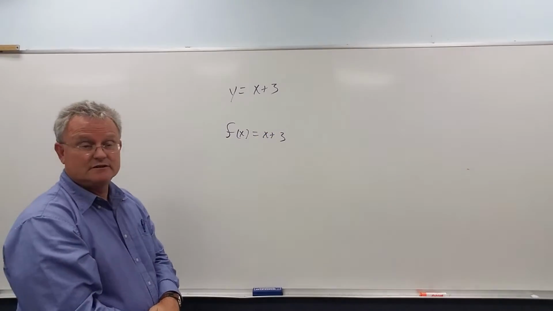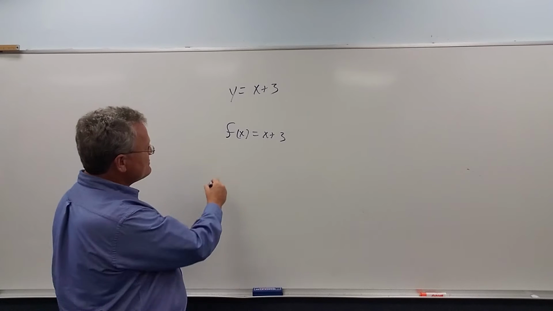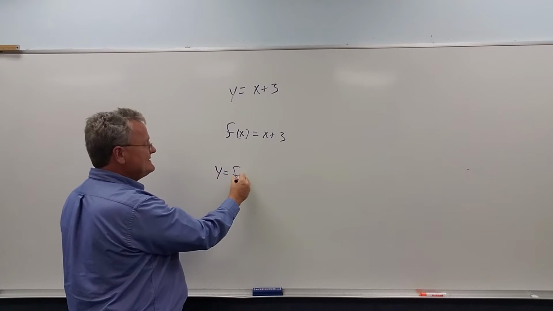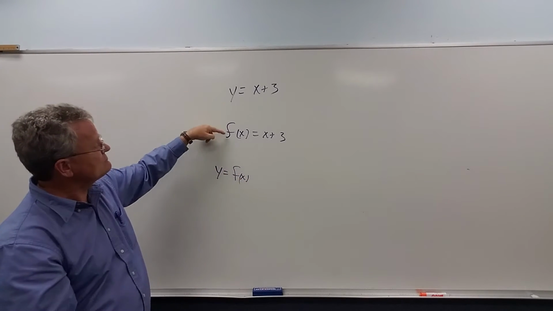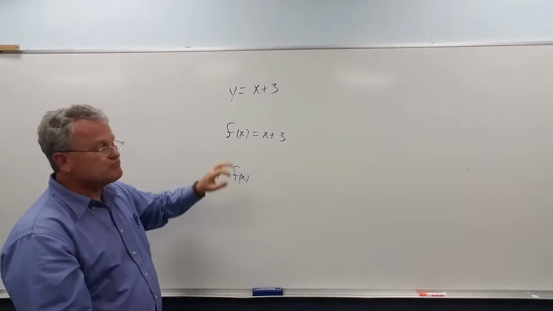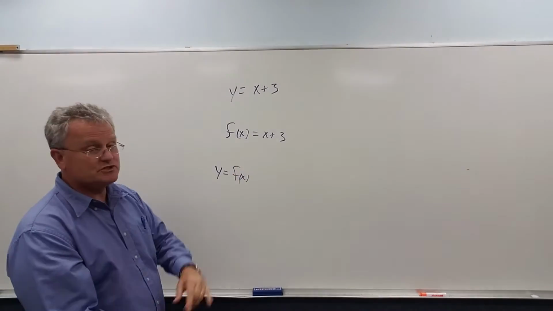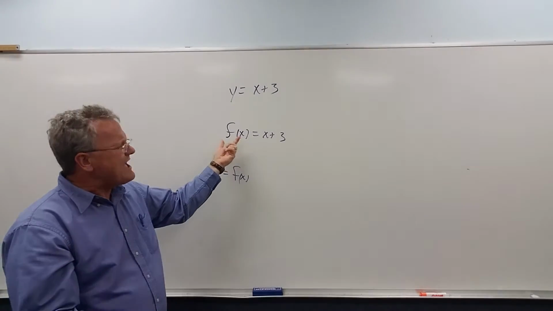Now, instead of y, we start using this notation: f of x. That's the same thing. In other words, y is equal to f of x. So these are really the same equation. We're just writing it a little differently. This is function notation. Why would we use that?